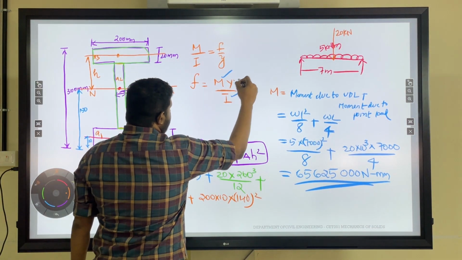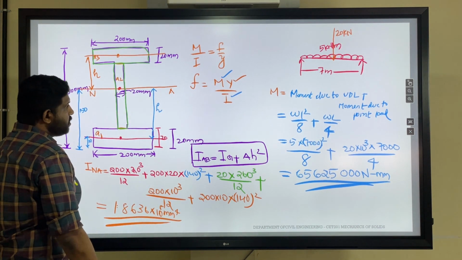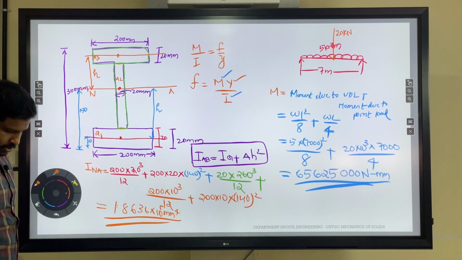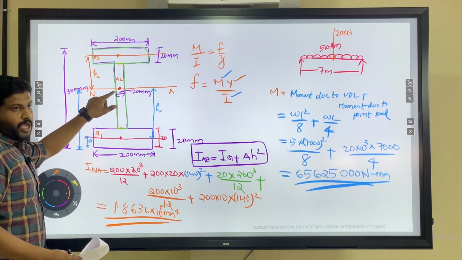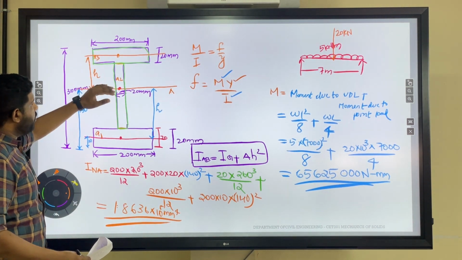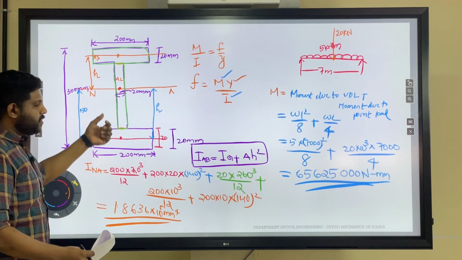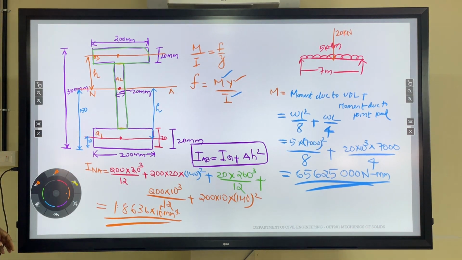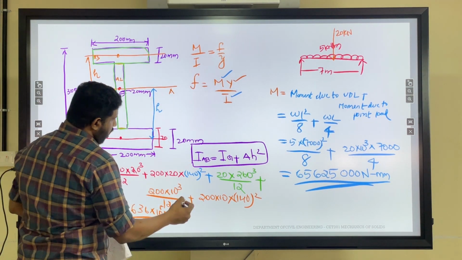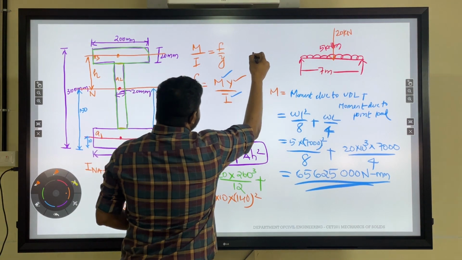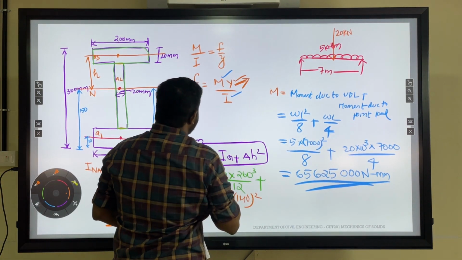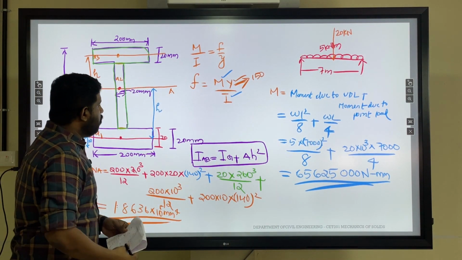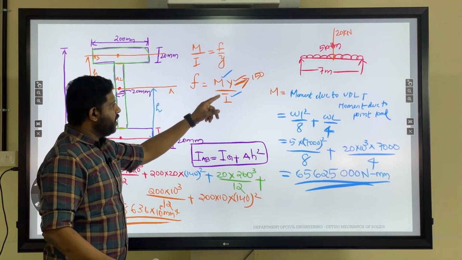Now the remaining value is y. y means the distance from the neutral axis to the extreme fiber. So this is your neutral axis, and the distance towards the extreme fiber will be to the top or to the bottom. Since this is a symmetrical section, the distance from the neutral axis to the top and bottom will be the same. So the y value for this problem is 150. Now you have M, y and I.